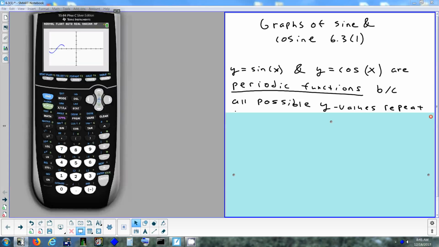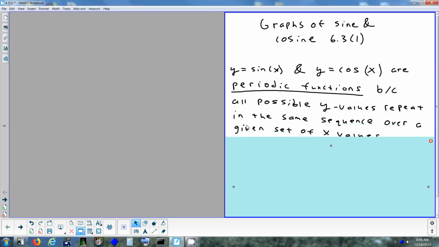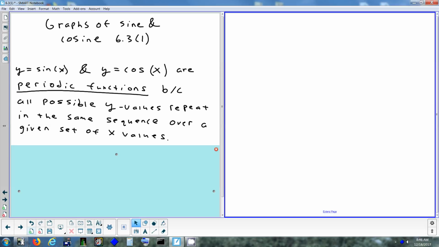Okay, so if you look at it, what's happening there is it's a wave. And the y values just keep repeating. So if you start at the origin, we start at 0. We go up to 1, down to 0, -1, back to 0, and then it's going to do it again. 1, 0, -1, 0, and keep repeating that pattern. So the y values keep repeating over a given set of x values.